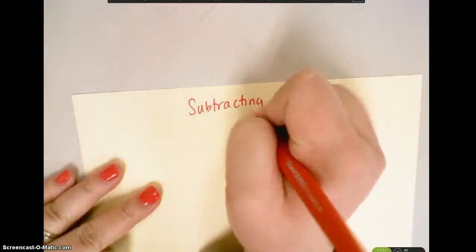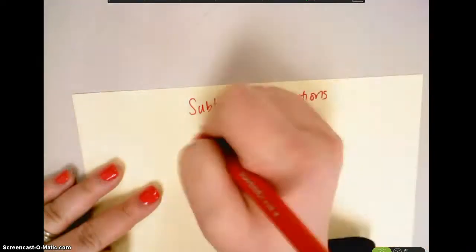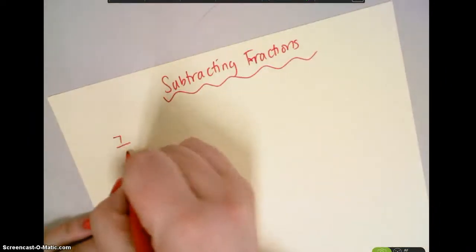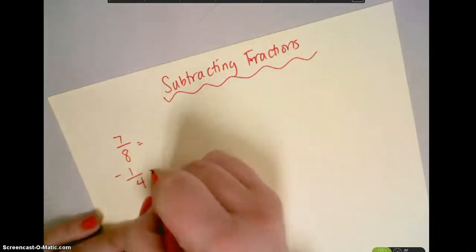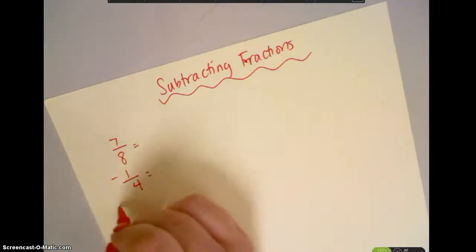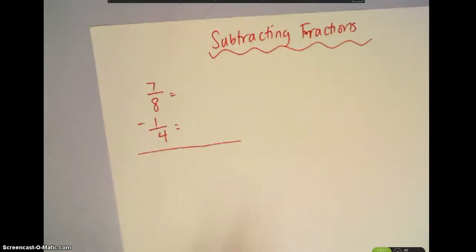And again, we're going to do an easier one and then a more difficult one. So with our subtracting fractions, I'll start with an easy one. So I have 7/8. Oh, I'll do it under here. Minus 1/4. Okay, same rule applies as it did in addition. You have to have a common denominator. So if the denominators are not the same, we cannot subtract.